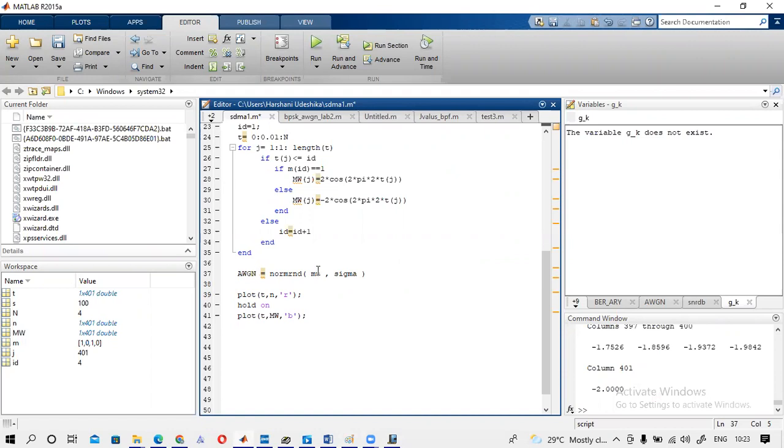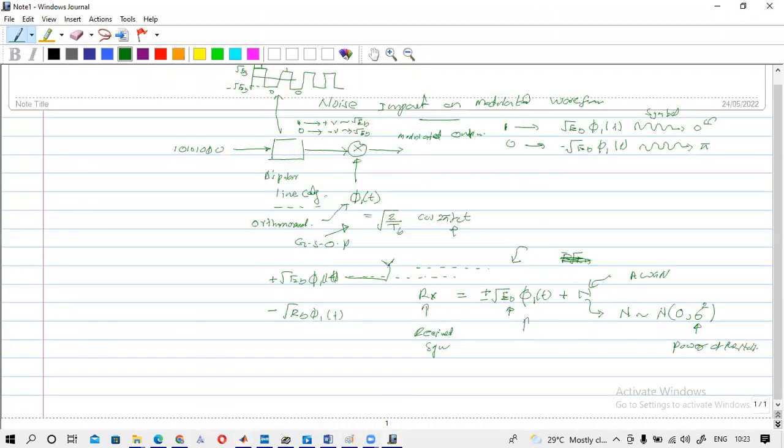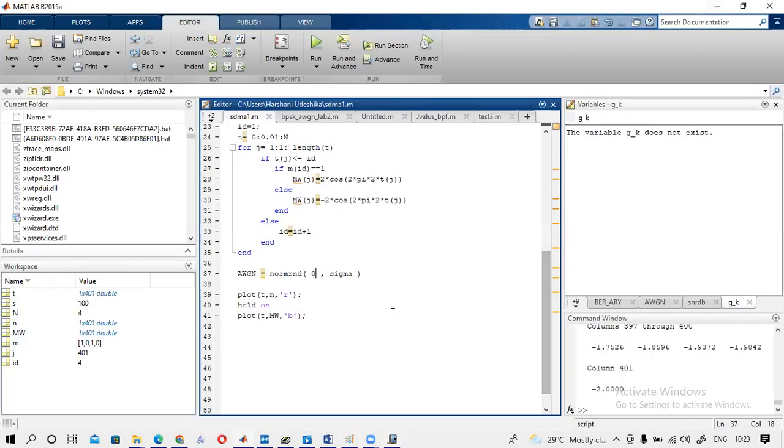So this is the mean. We have a zero mean signal, and sigma means the standard deviation, the root of sigma square. So this is the variance, and you have to put sigma here, that is the standard deviation, the square root of this variance. That refers to the power of the noise signal. So I will put 1.